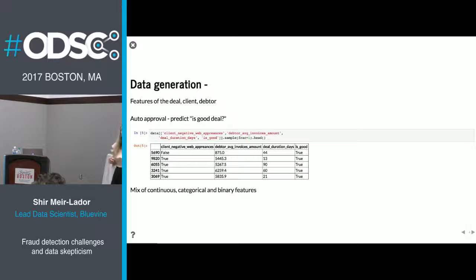And the target is to predict whether the deal is good or bad. A deal is good if it was approved and paid on terms. A deal is bad if it was rejected by us before, or it was approved but was not paid on time.